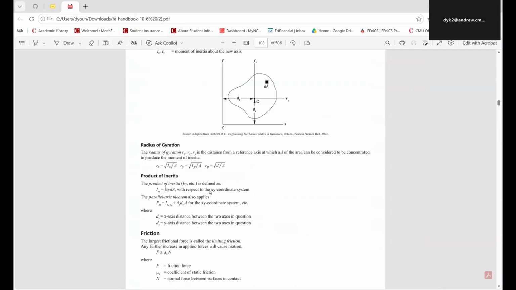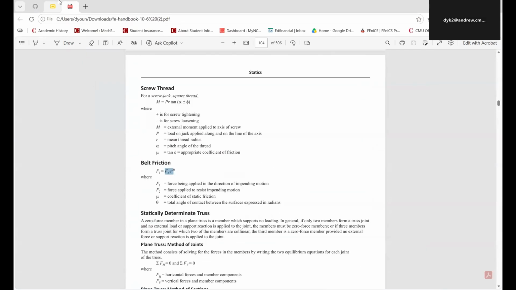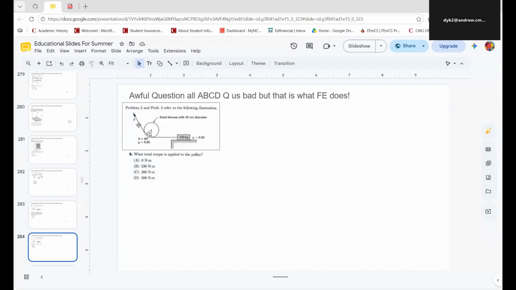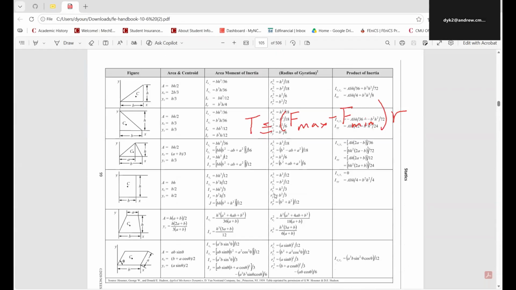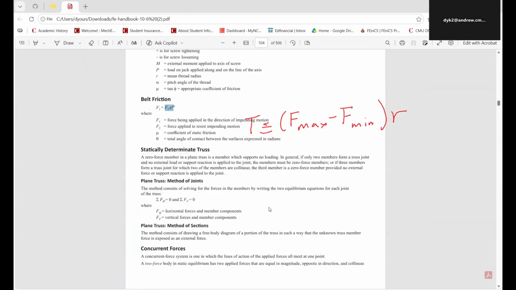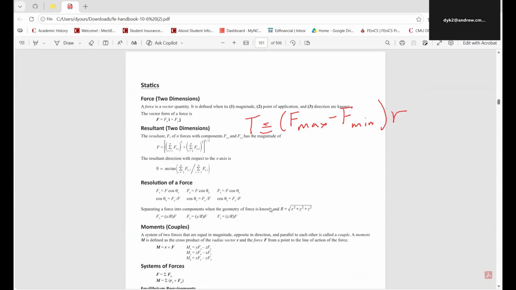Oh, they don't give you it? Oh God. Okay, so here's the torque. The torque is equivalent to saying, for these questions, (F max minus F min) times R. I'm shocked that they don't give you it, which means this is a legal question. Basically, it's not going to show up. This is by far a mean question because it's not showing it.